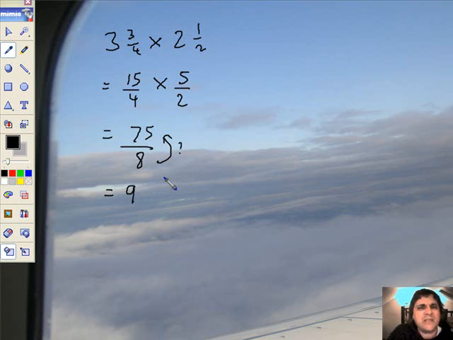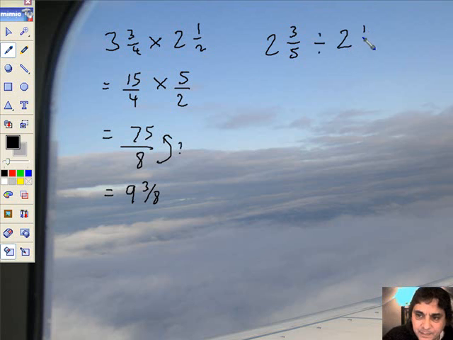From 72 to 75, I've got 3 left over. 75 and 3/8. Right? So you take your time with that one. I did not. I'll do I because it looks terribly scary. I have got 2 and 3/5, and I've got to divide that by 2 and 1/6.